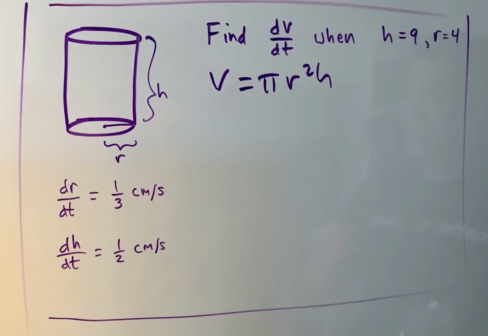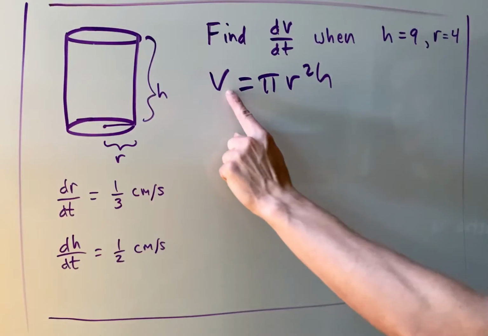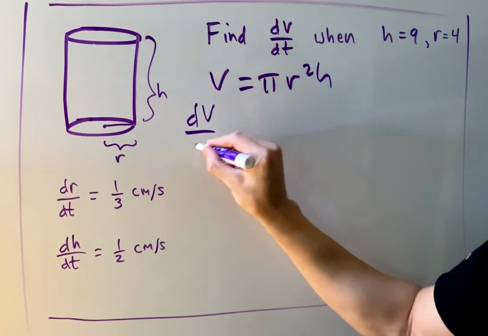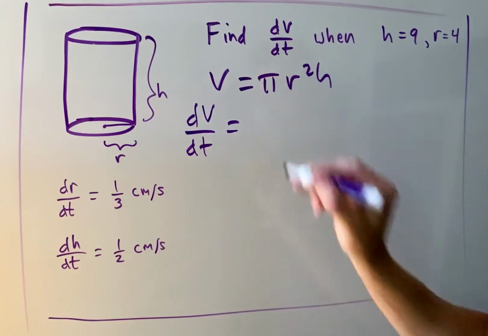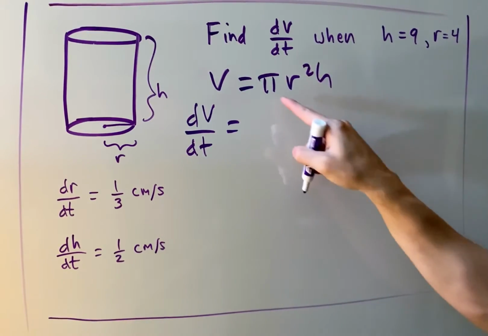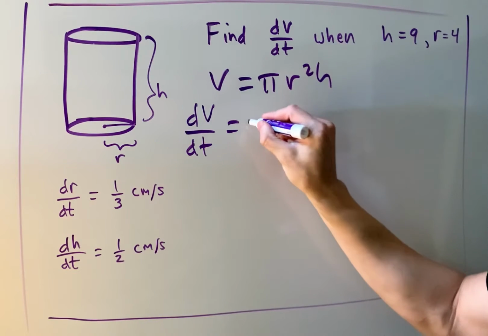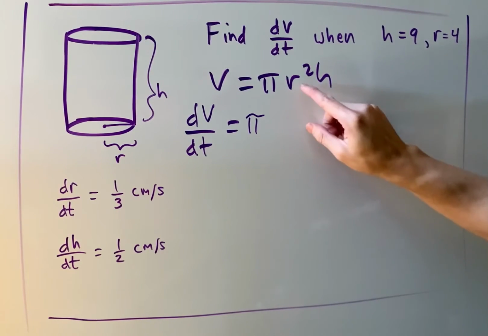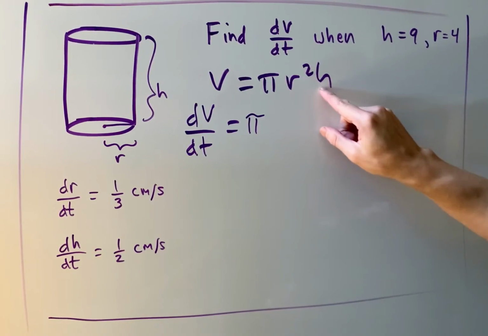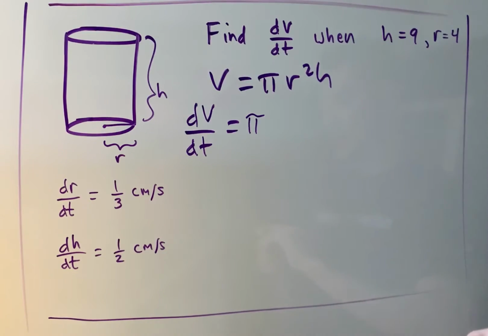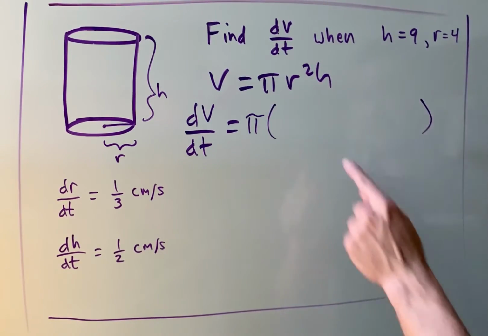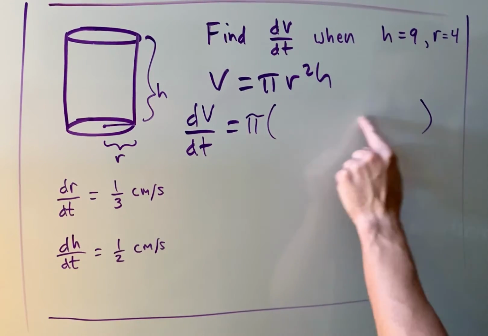Now, let's find the derivative. So the derivative of v with respect to time would be dv dt. Now, pi is a constant. I'm just going to leave this pi there. So what we have to do is find the derivative of r squared h. That's going to be a product rule. So what I'm going to do is open up some large parentheses because the product rule here is going to require some space.